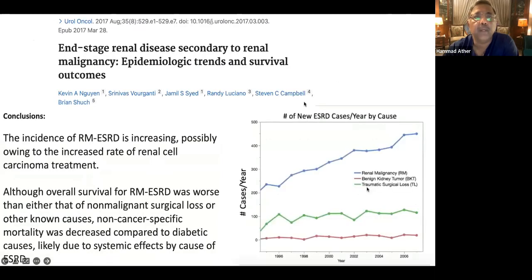This is a paper published about 5 years back, and as you can see, renal mass and malignancy-induced end-stage renal disease is significantly more than in control patients who have benign kidney tumors or who have traumatic surgical loss from surgery, from benign diseases or trauma, etc. So in these three groups, the end-stage renal disease development in patients with renal masses is significantly more.